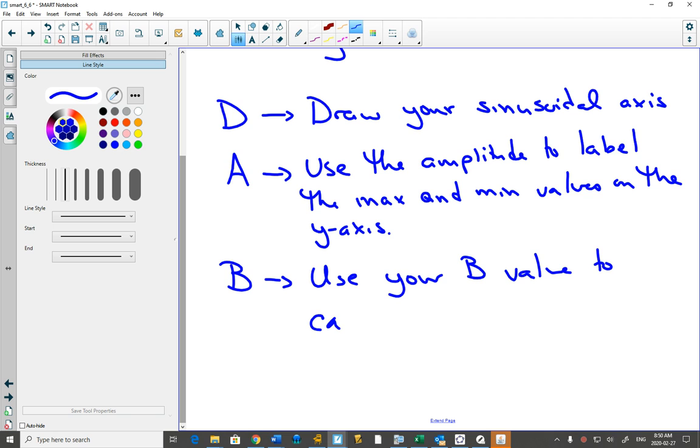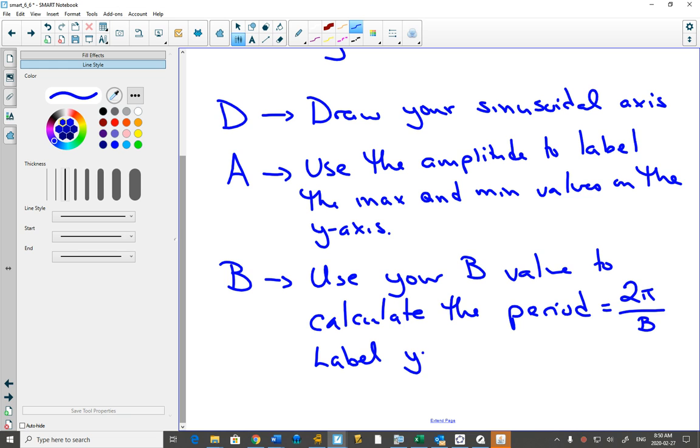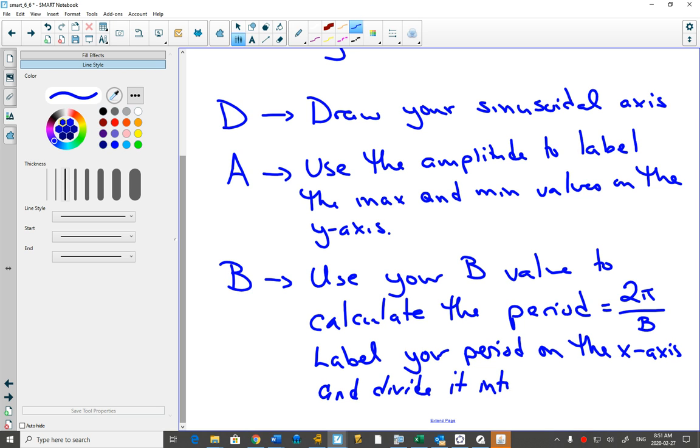Then we use our B value to calculate the period. And I'll just write the formula here. Our period is 2 pi over B. We'll label that period on the x-axis and divide it into 4 equal sections.